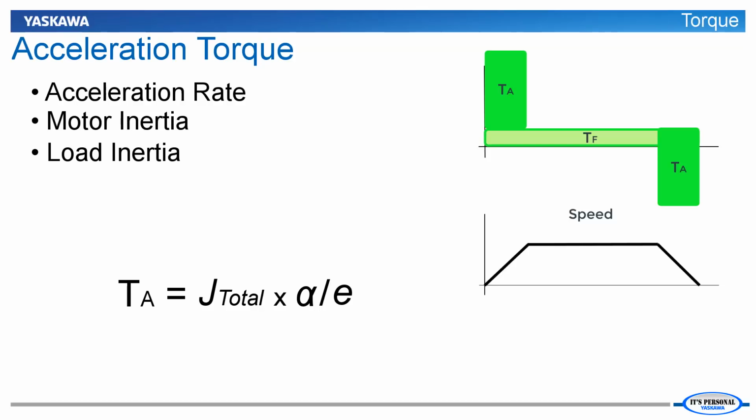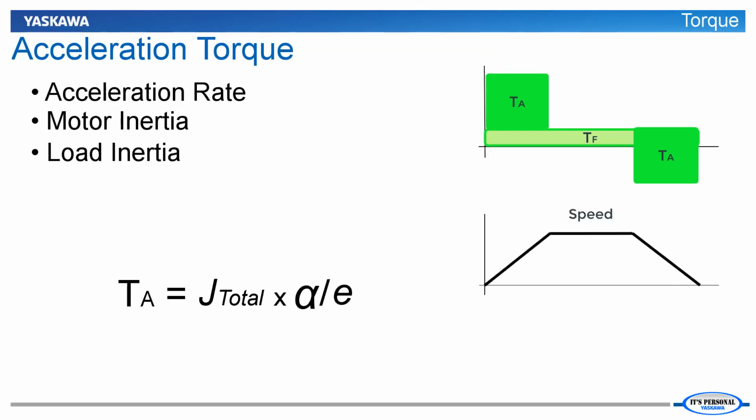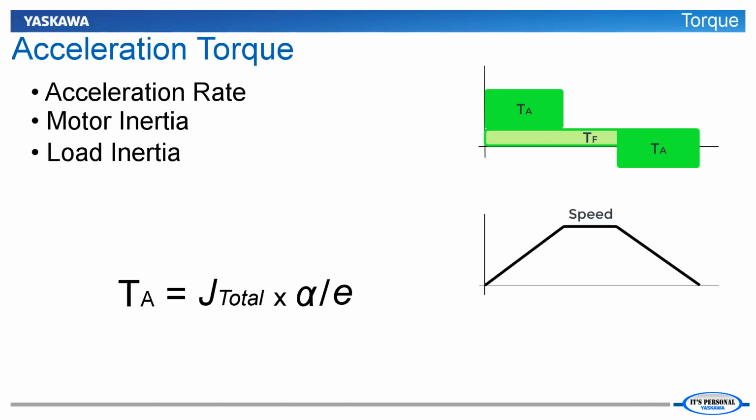Besides efficiency, the acceleration torque depends on two other factors: the total system inertia and the acceleration rate. By keeping these factors low, the acceleration torque will also be kept low, in turn keeping the size and cost of the motor low. One way to keep the acceleration torque low is to keep the acceleration rate low. Ultimately, the acceleration rate is determined by the motion program in the upper level controller. The other way to reduce the acceleration torque is to reduce the system inertia.